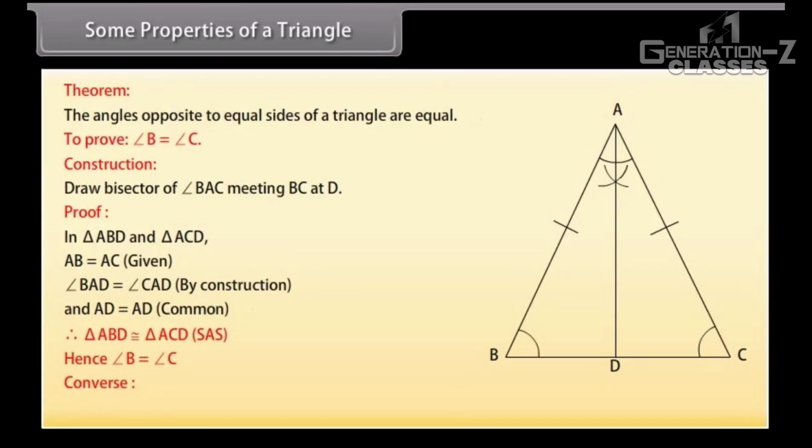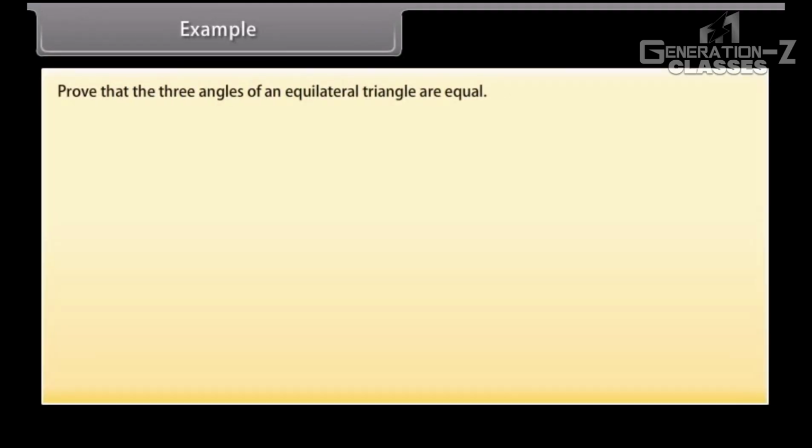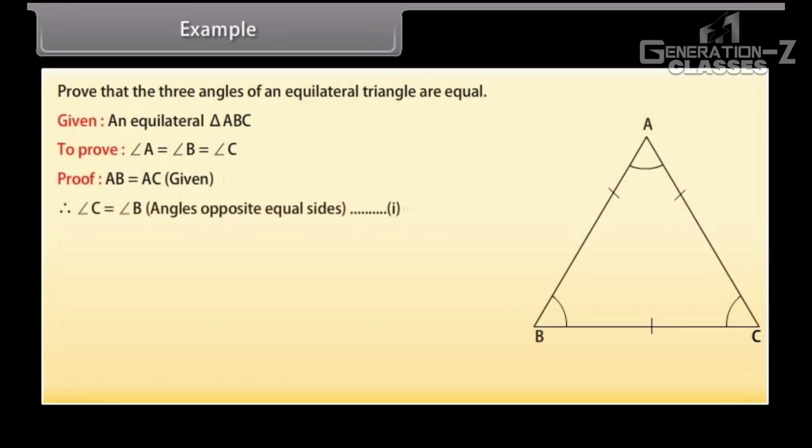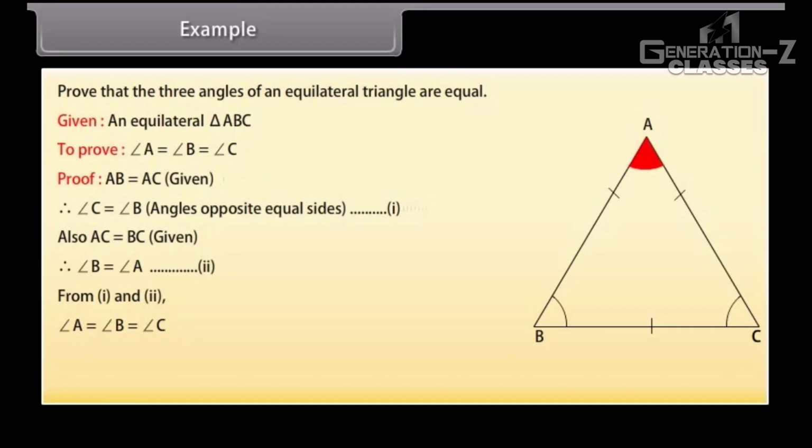The converse of the above theorem is also true, which says that the sides opposite to equal angles of a triangle are equal. Example: prove that the three angles of an equilateral triangle are equal. Given an equilateral triangle ABC, we have to prove that angle A is equal to angle B, which equals angle C. Proof: AB is equal to AC is given. Therefore, angle C is equal to angle B because angles opposite equal sides are equal. Mark it as 1. Also, AC is equal to BC is given. Therefore, angle B is equal to angle A. Mark it as 2. From 1 and 2, angle A is equal to angle B, which is equal to angle C. Hence the result.